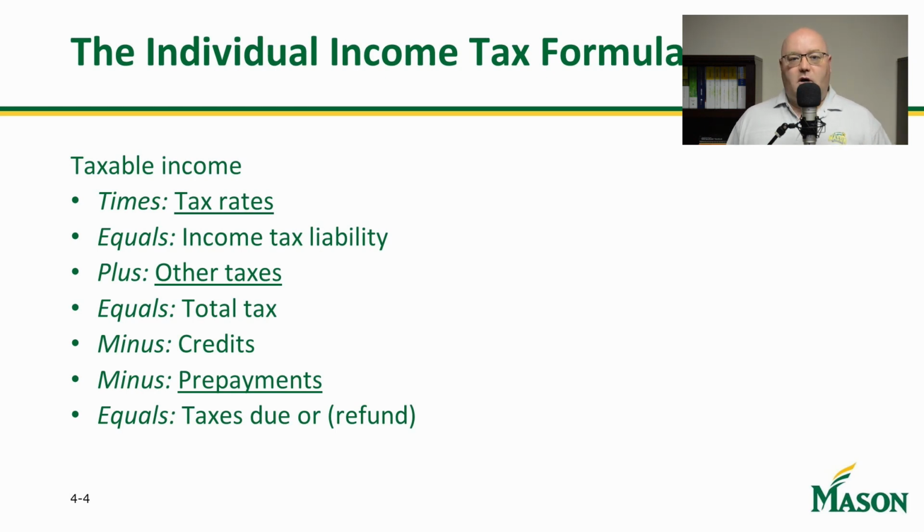There's also going to be some other taxes that they may have, for example, some penalties or anything of that nature, what we call the penalty tax, like the 10%. If you take out your 401k before you're supposed to, you may have an additional tax on that. Then you're going to subtract out the credits that they're allowed.